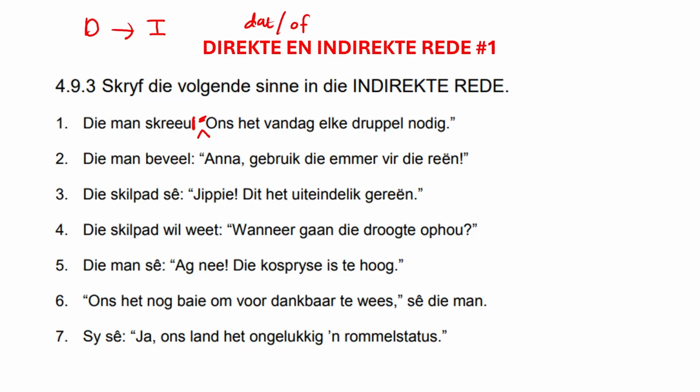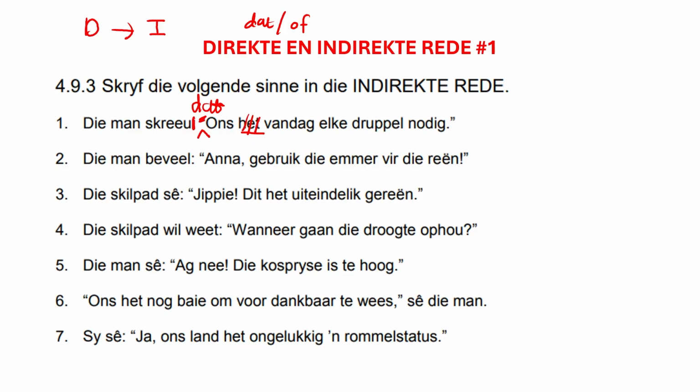When do I use dat? When do I use of? You will use dat when it's a stelsin or an exclamation, and you will use of when it's a question. Right. So, die man skree dat. Then we look for the verb. Our verb is het, and I'm going to temporarily remove that verb. Then I'm going to look for my infinitive. Do I have an infinitive here? I don't, so I can skip that step.